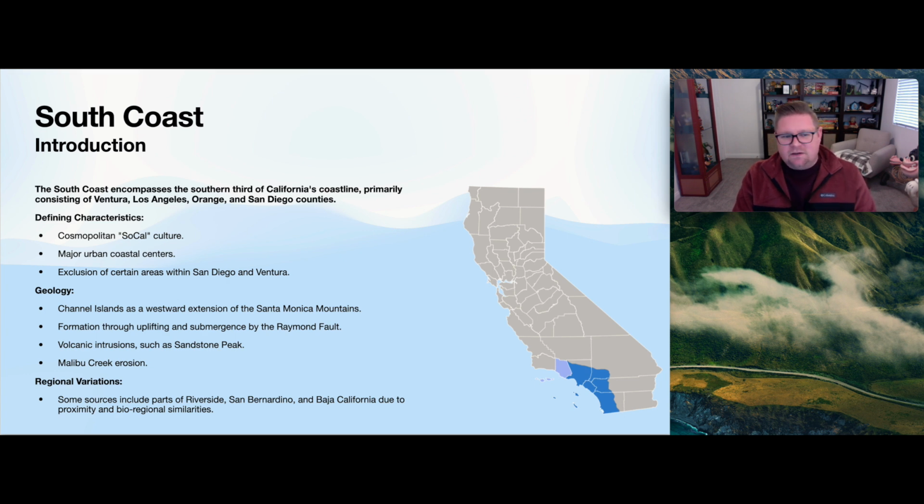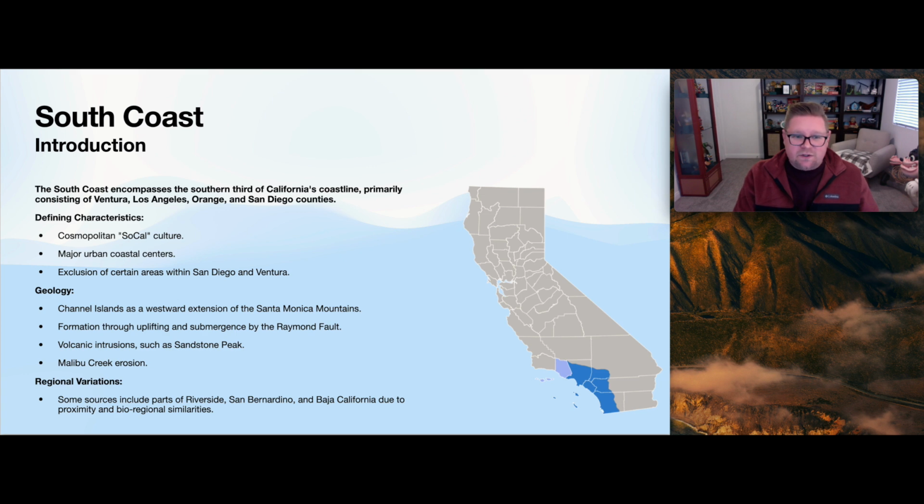We'll talk about that. The geology is very unique. The Channel Islands exist. They are a westward extension of the Santa Monica Mountains, formed through uplift and then submergence by the Reyes Fault, with volcanic intrusions such as Sandstone Peak, and of course the Malibu Creek erosion. Malibu Creek is a state park that exists that you can visit.